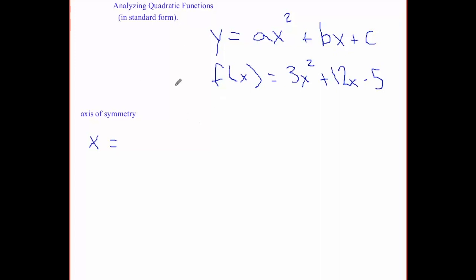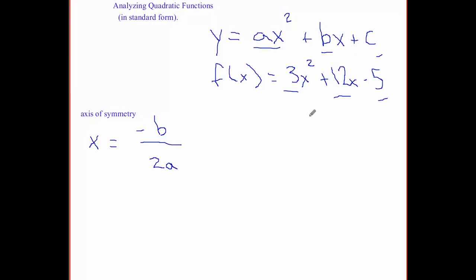You can review equations of vertical lines in other parts of your math course, but just for the sake of this, the axis of symmetry is a vertical line. The equation for that is negative b over, or divided by, 2a. Do you remember when we said the format is a, b, c? ax squared plus bx plus c is our standard form quadratic function. So all you have to do is be able to identify a, b, and c.